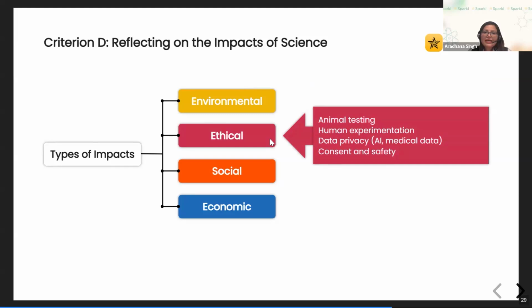Ethical impact, let's say a very new radioactive material is invented to treat cancer and it is being tested on animals. So is it ethical to test that particular radioactive product on animals? Human experimentation, data privacy, typical AI or medical data related questions. Is it ethical to take the consent from the public if it is a concern of their safety? In that situation, you need to think and write the answer.